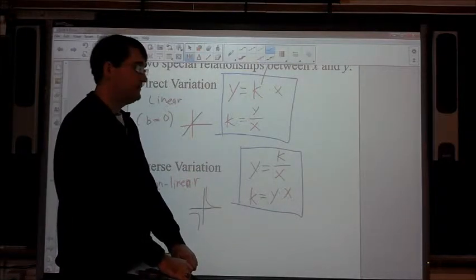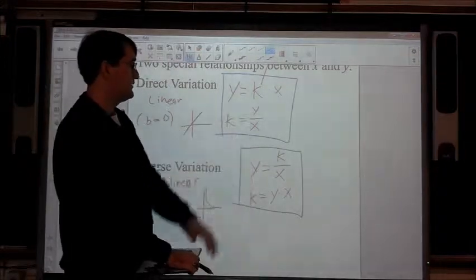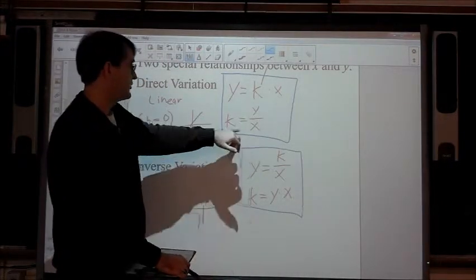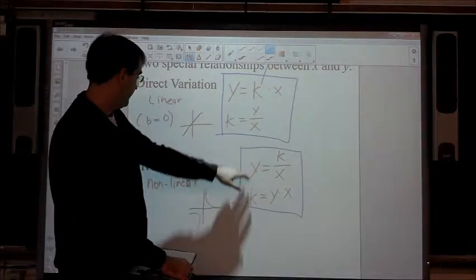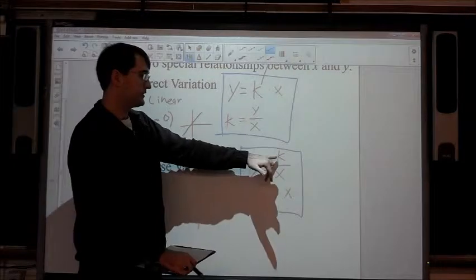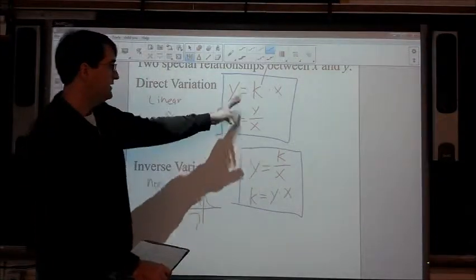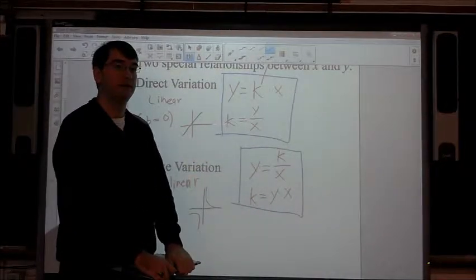So in the next videos, we'll look at some examples of how these are used, but these are the general definitions. Direct variation, y is equal to k times x, or k is equal to y divided by x, whatever y and x are. For inverse variation, y is equal to k divided by x, and k is equal to y times x. So really, it's the same kind of idea, they just get swapped around for the two different types.